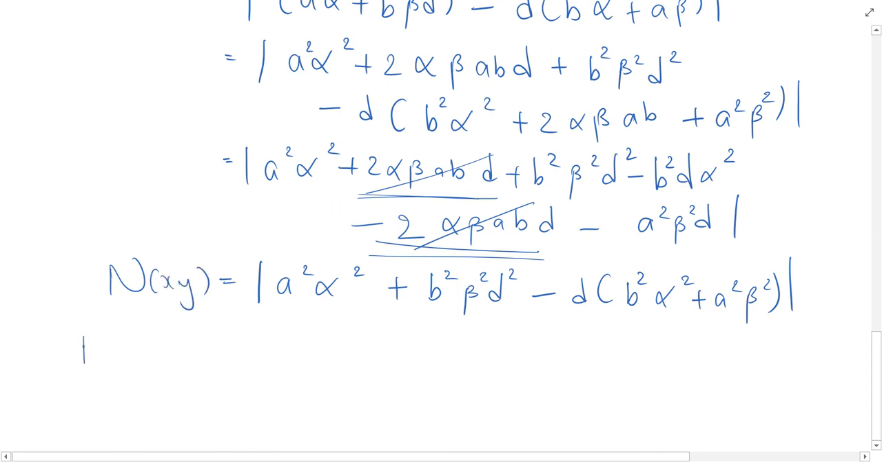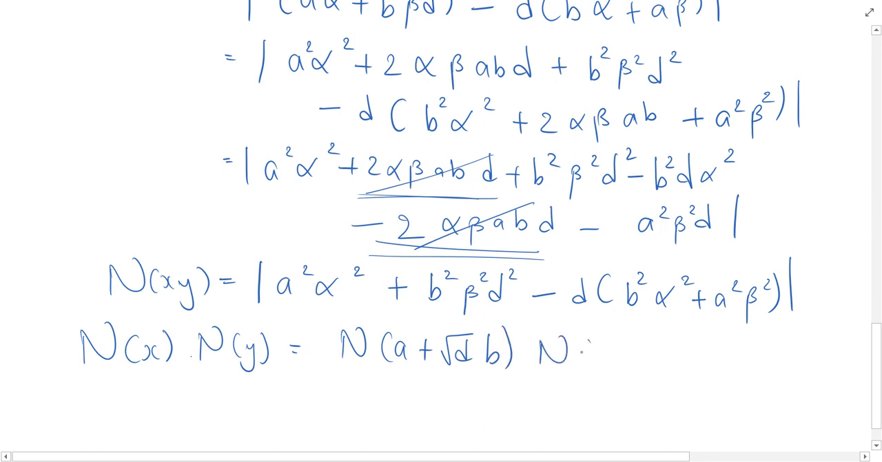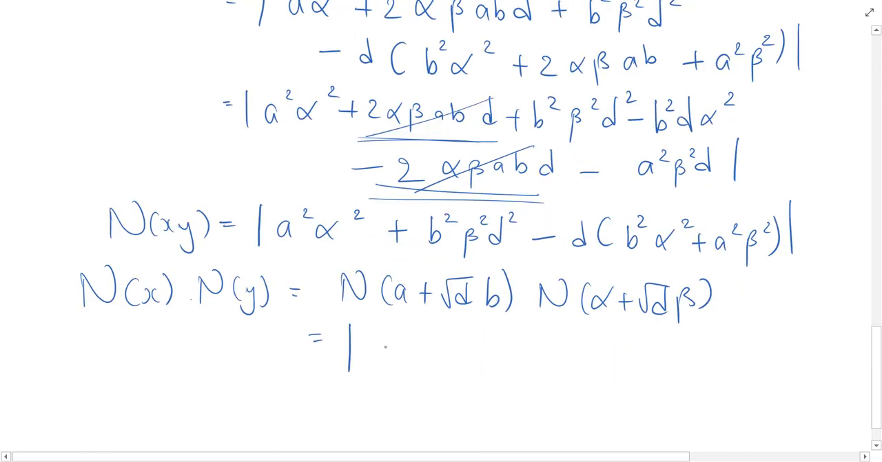Now let me see my right hand side, that is N(x) into N(y). Okay. So my N(x) is what? N(x) is nothing but N of a plus root d b, and that is nothing but N of alpha plus root d beta. I'll just simplify this and let's see what happens. So it is nothing but a square minus d b square times alpha square minus d beta square.